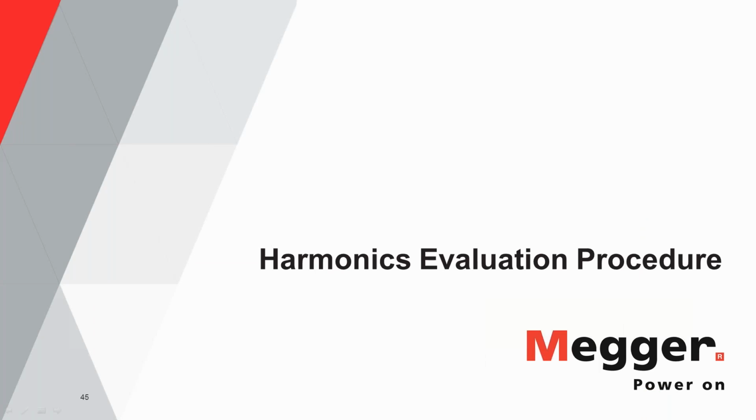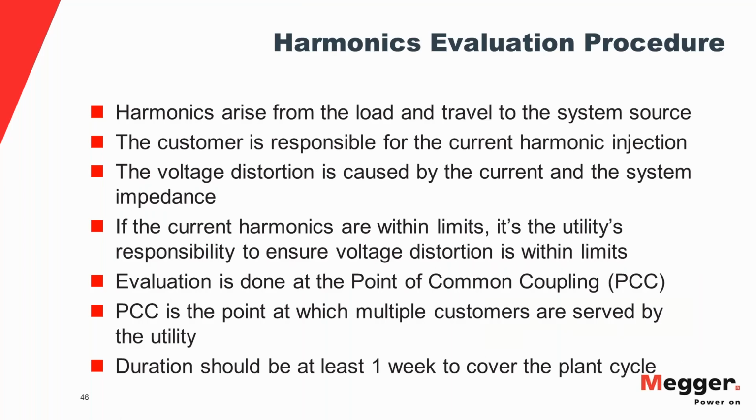Now let's come to this section on harmonics evaluation. We spoke a little bit about current and voltage harmonics. Current harmonics depend wholly on the load. So it's the customer that's responsible for making sure that the current harmonics are within limits. When the distorted current flows through the system impedance, it's going to result in voltage distortion. So it's essentially the utility's responsibility to make sure that the voltage harmonics are within limit, provided the current harmonics are within limit.